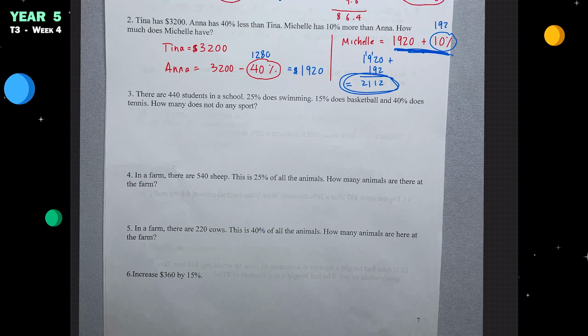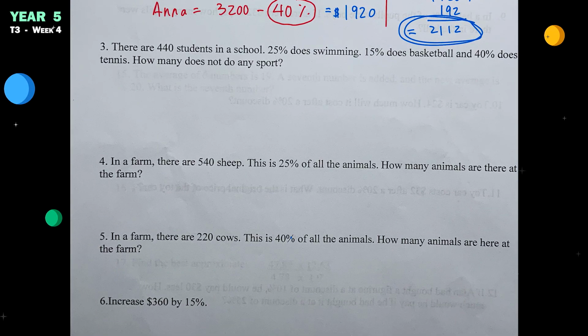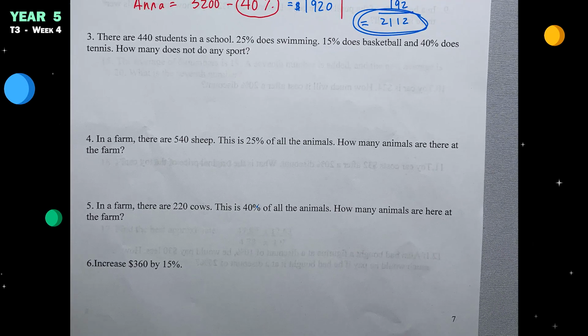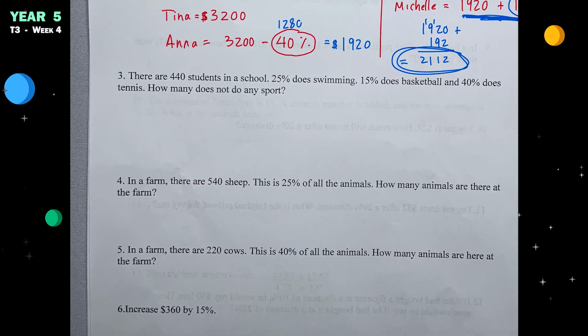Now, there are 440 students in a school. 25% does swimming, 15% does basketball, and 40% does tennis. How many does not do any sports? How many students? Okay. So this question is a bit vague. It's asking how many what? How many people? How many students? Or how many percentage? So if you think about it, I think it's asking how many people. So how many students in total.